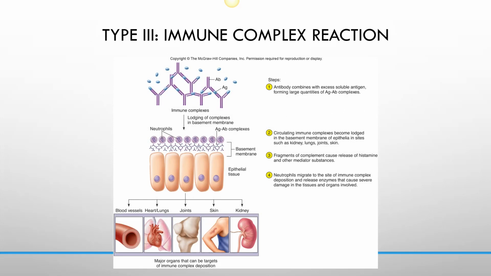So here you can see antibody-antigen complexes. They settle in the tissues and then they cause their local inflammation. Depending on the location that the inflammation occurs, that's going to determine what type of allergic reaction it is, or autoimmune reaction.